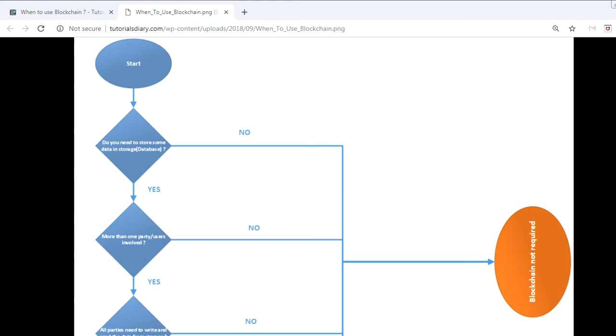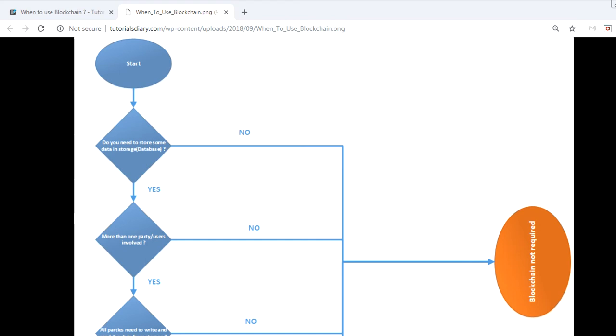But before you jump to the conclusion of whether you have to use Ethereum or Hyperledger or EOS or Corda or Cardano, first of all you have to understand what business scenario you have and whether the business scenario fits into blockchain or not. This diagram will help you to determine that. So let's go over this diagram step by step.